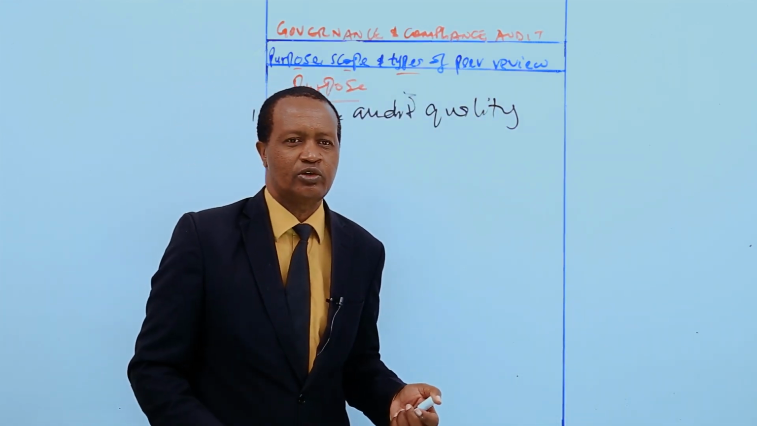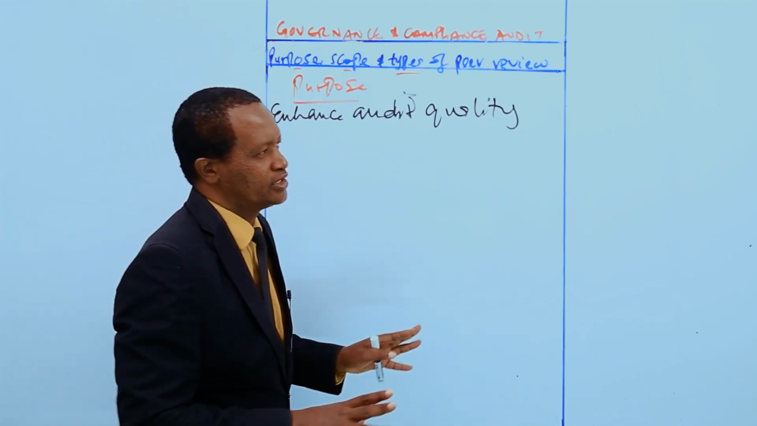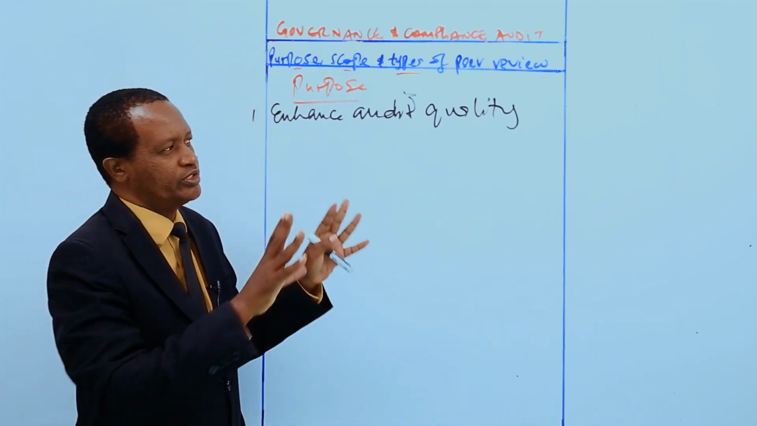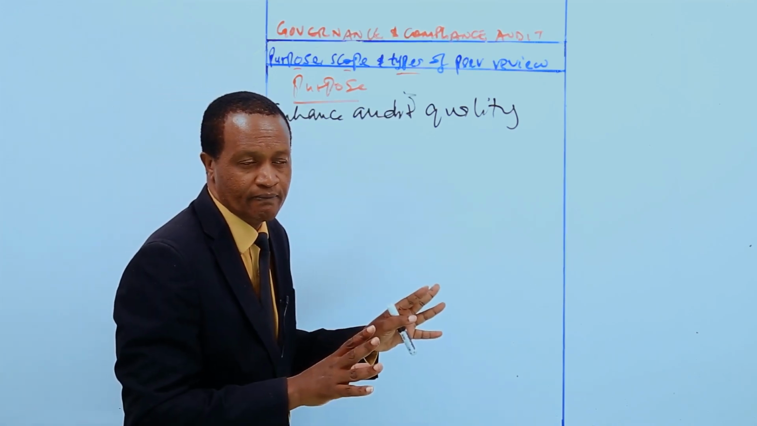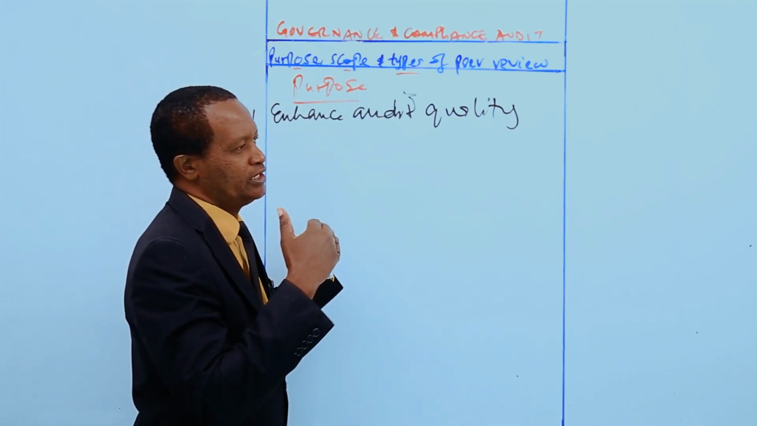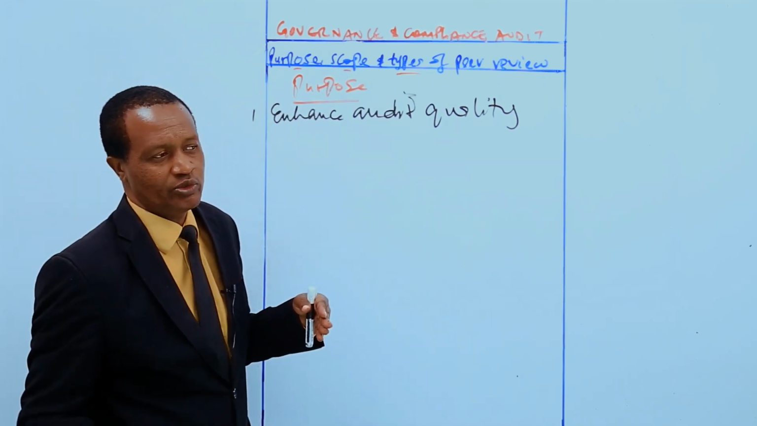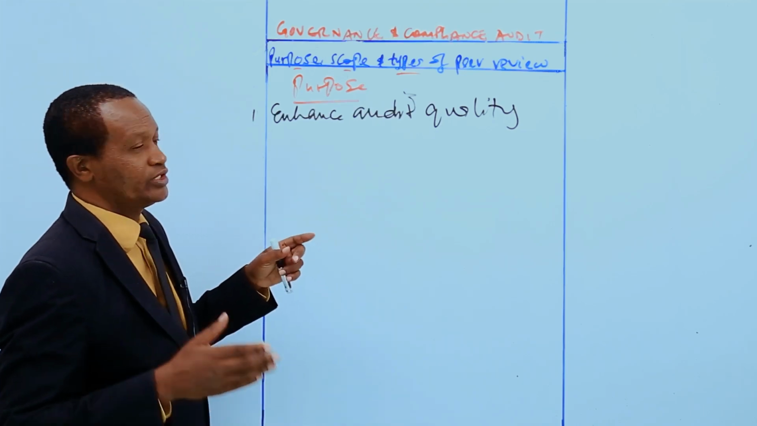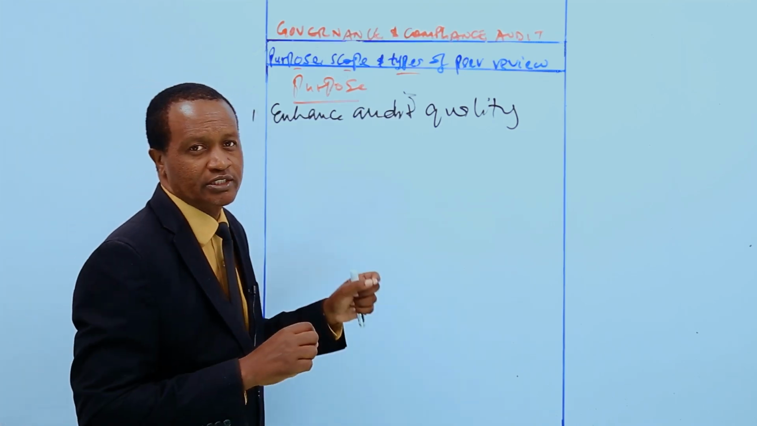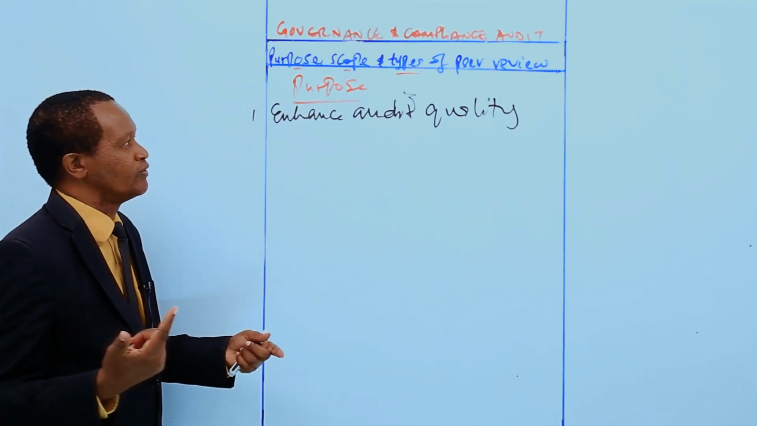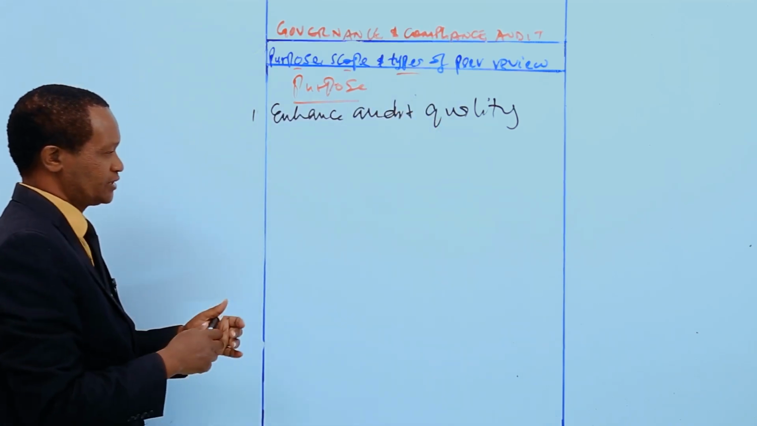Audits are not conducted anyhow. No. There is a framework which the auditor has to follow in carrying out audits. That's why we have independent persons who come in to evaluate the auditor's work to ensure that the auditors are adhering to these ethical standards, professional standards, and regulatory framework. Enhancing audit quality is the primary purpose.